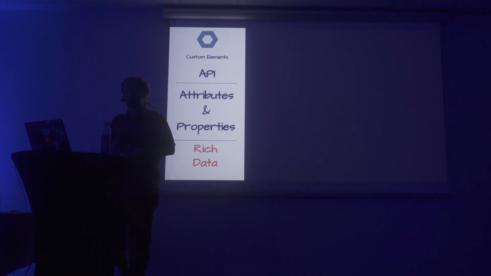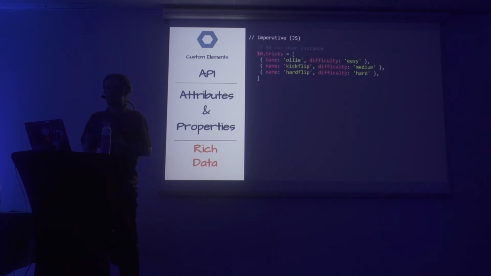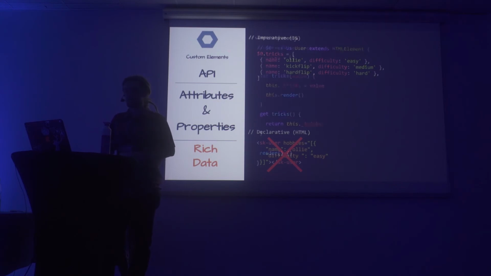What about rich data? Maybe you were wondering, what rich data? I mean objects, arrays, promises, observables, functions if you want. How do you set them on web components? Again, imperatively, just like this, or declaratively. Wait, don't do this. This is a very expensive operation because every time you need to call JSON stringify and parse, and not just that, you will also lose the reference of that object. And this is crucial for your data binding. So don't do this, okay? Just set directly to properties.